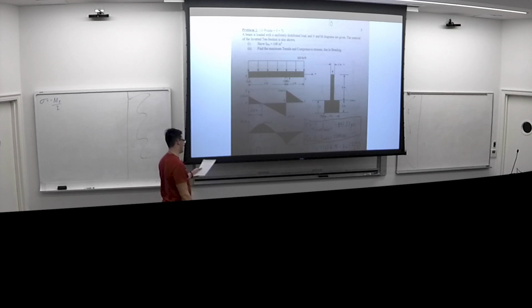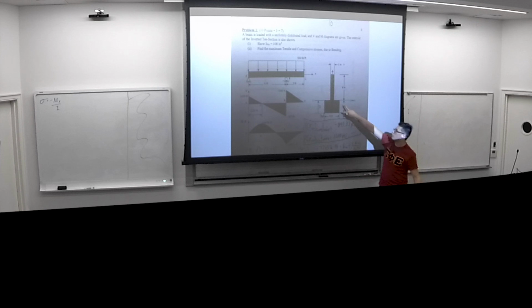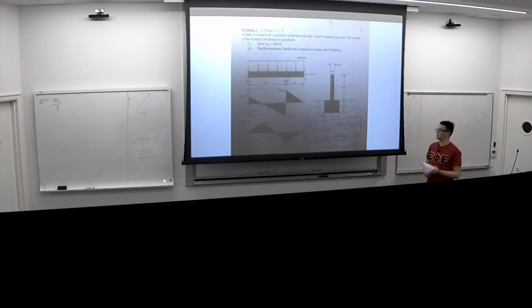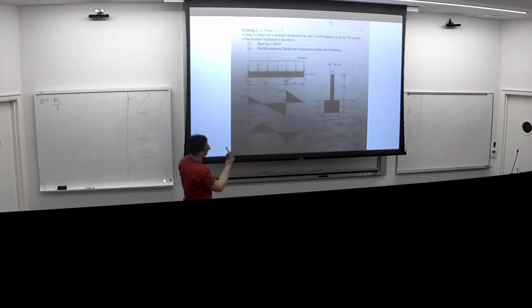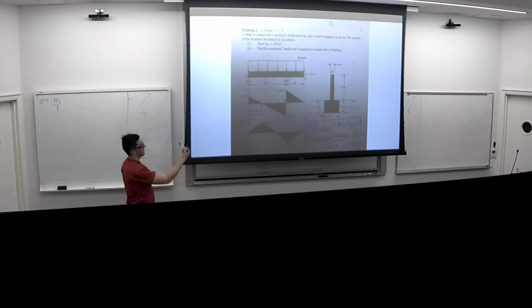So the first thing I did was I split this cross section up into two different shapes. I took the rectangle on the bottom and the rectangle on the top. I wanted the centroid of each one. It's pretty simple. Since it's a rectangle, it's just cut it in half. So this is 4 inches, so the centroid is 2 inches across, and this is 3 inches, so it's 1.5 inches up. And then for the tall, skinny one, it's again 2 inches across, and now this is 6 inches, so we cut it in half.